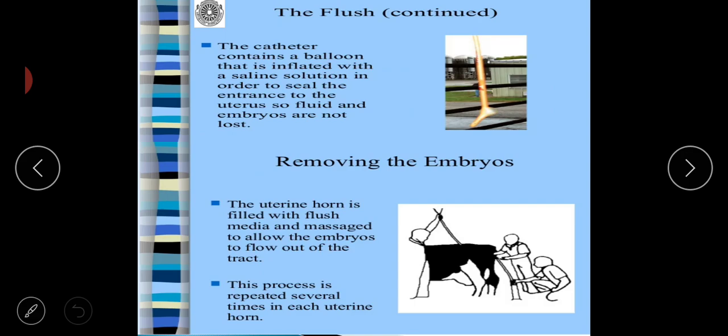Removing the embryos. The uterine horn is filled with flush media and massaged to allow the embryos to flow out of the tract. In the picture you observe that one person is holding the device and the other person is operating, and this process is repeated several times in each uterine horn.